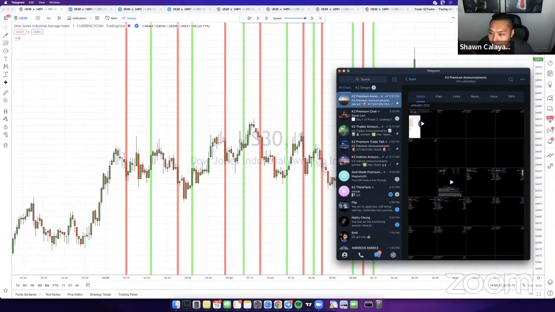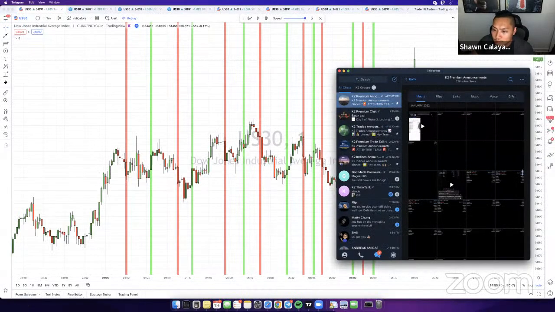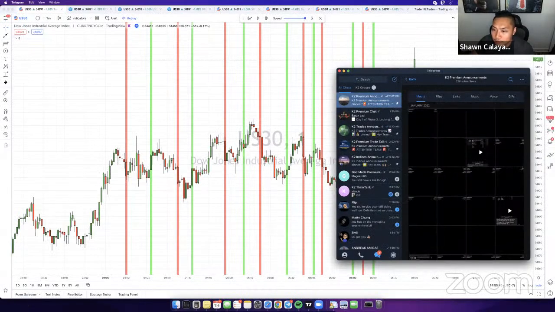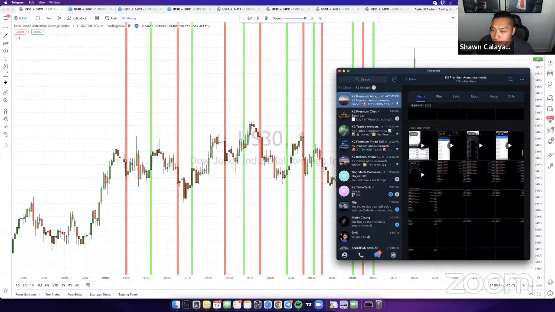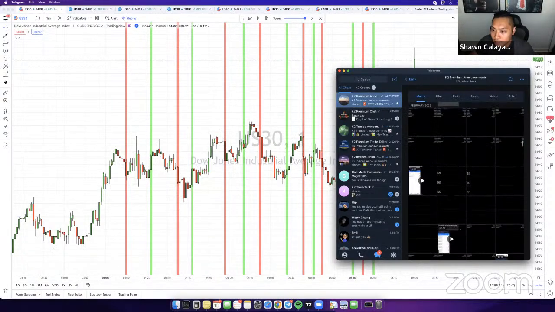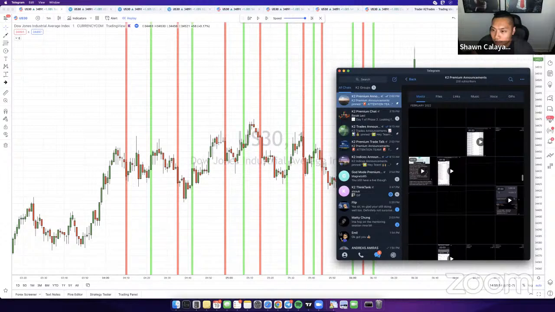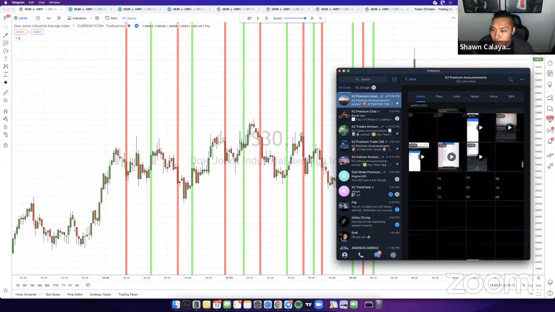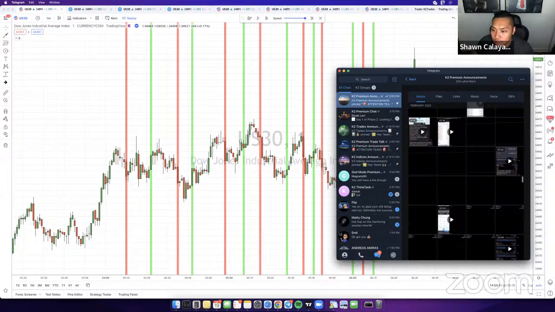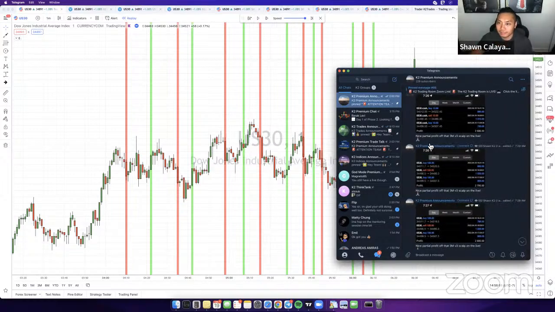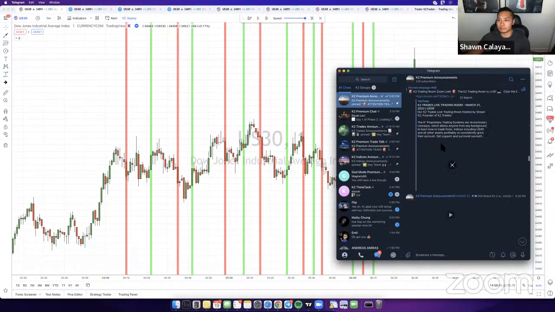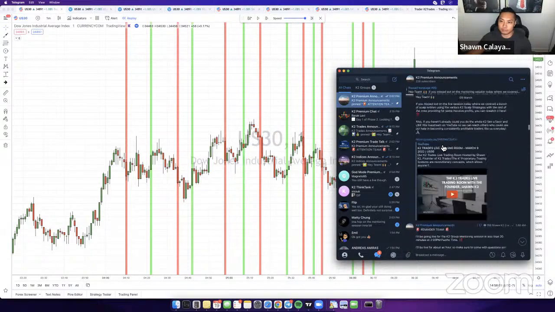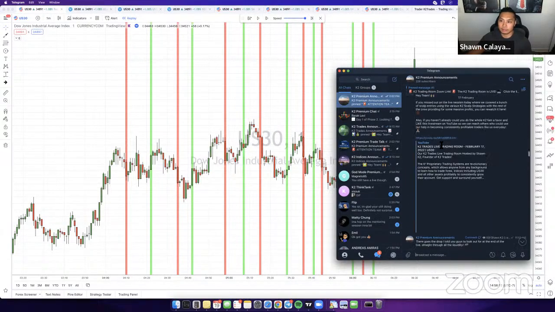I don't know if it was this one. Let me see if I can find it here. Or it might have been February. I can't even remember. Let me see if I can scroll up real quick. The last time we took it, or that I personally took it, I don't really take the big moves like that because they're just too risky, especially if I'm trying to trade the rest of the day, right?